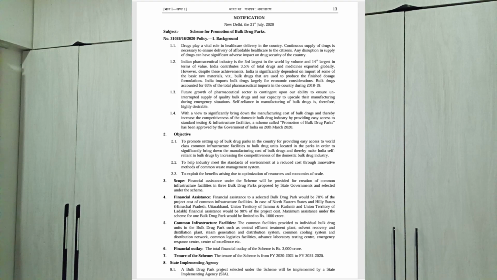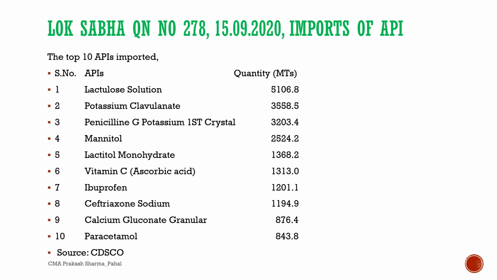At the same time, a notification of the scheme for promotion of bulk drug parks was issued. While answering question number 278 in the Lok Sabha on 15 September 2020 on import of APIs, the top 10 API imports included lactulose solution, potassium clavulanate, mannitol, vitamin C, ibuprofen, and paracetamol.